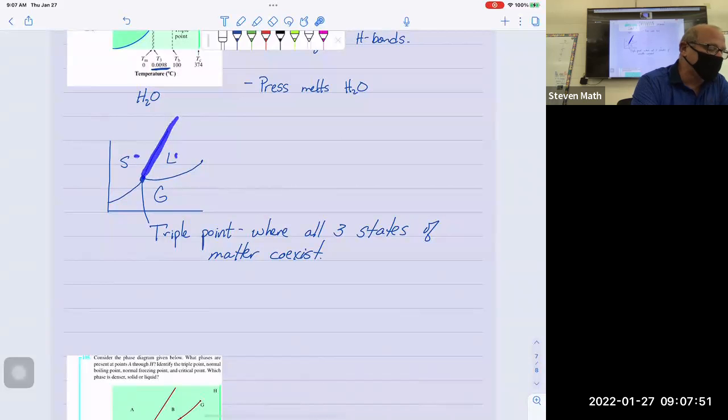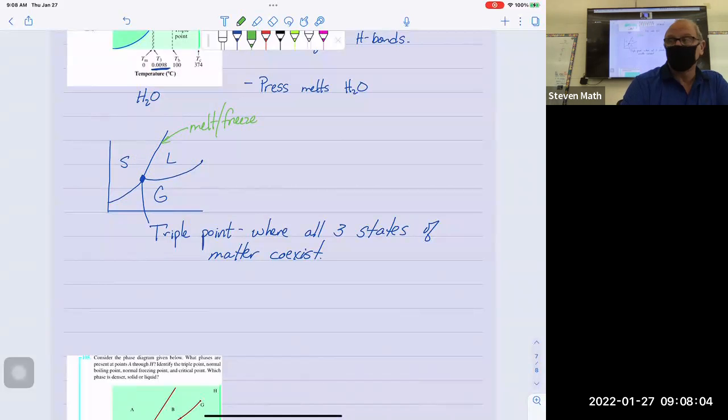The line here between solid and liquid. That is the line where we are melting and freezing. So when that slope is negative, you know it's going to be water. That's a melt freeze. So the top line is always that, or that's not? The top line it should be, but hang on a minute. Just consider between a solid and a liquid.